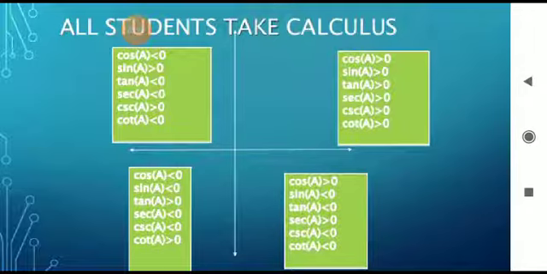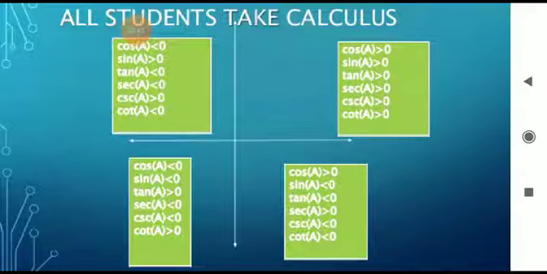All means in the first quadrant all trigonometric ratios, that is sin, cos, tan, cosec and sec, are positive, or greater than or equal to 0. From 0 to 90 degrees, this is the first quadrant. In this quadrant, all values of sin, cos, tan, cosec, sec are positive.